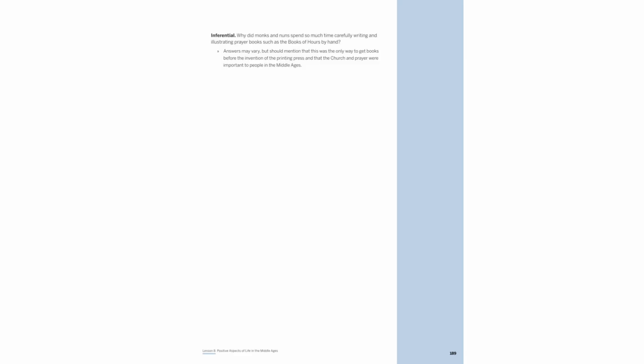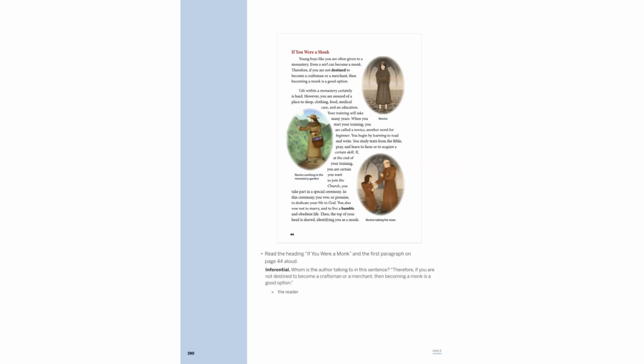Monks and nuns meticulously crafted prayer books like the Books of Hours by hand because it was the sole method to produce books before the printing press. These books were vital as the Church and prayer held significant importance in the Middle Ages, reflecting the era's deep spiritual devotion. Young boys, even serfs, often joined monasteries. If not destined for crafts or trade, monastic life offers shelter, food, and education.